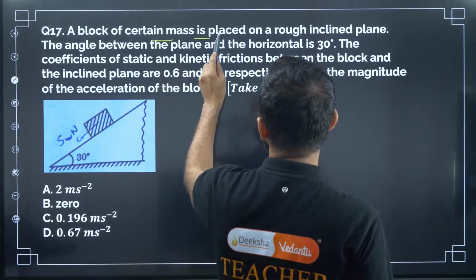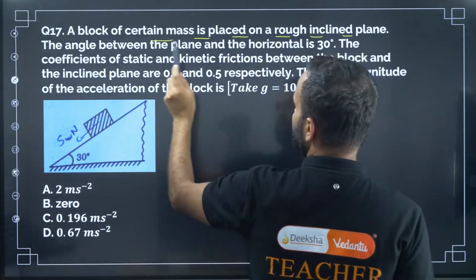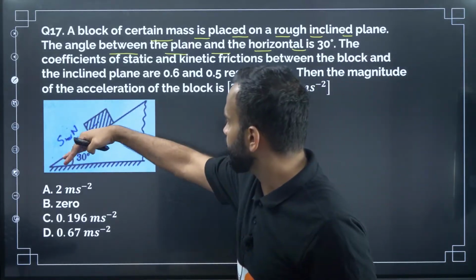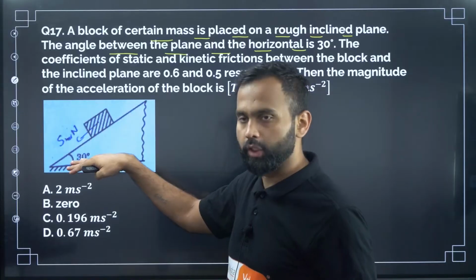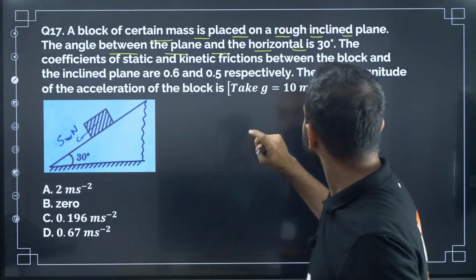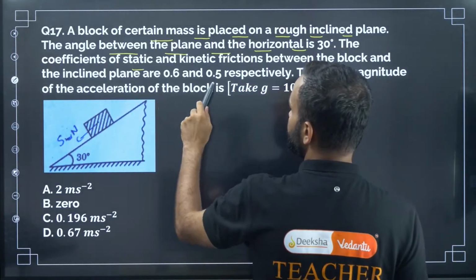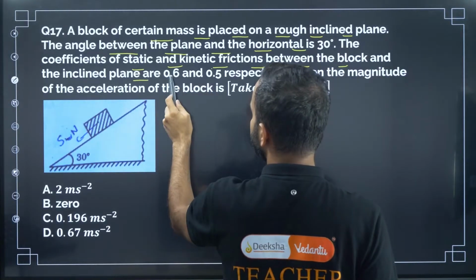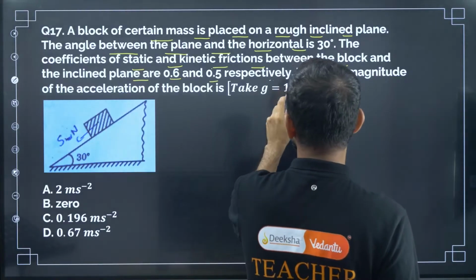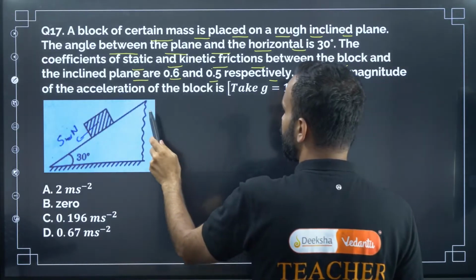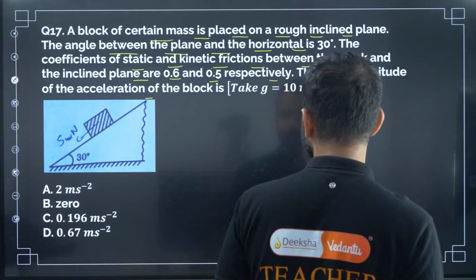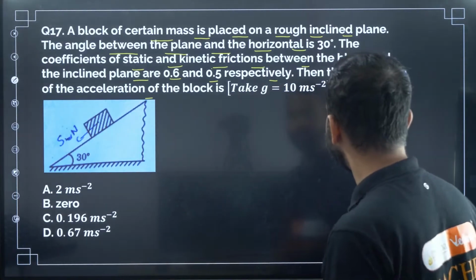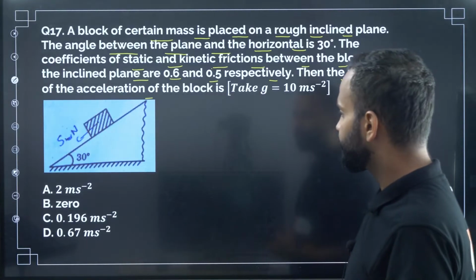A block of certain mass is placed on a rough inclined plane. The angle between the plane and the horizontal is 30 degrees. So this is the rough inclined plane and this is the horizontal. The angle of inclination is 30 degrees. The coefficients of static and kinetic friction between the block and the inclined plane are 0.6 and 0.5 respectively. Then we need to find the magnitude of the acceleration of the block. Take g equal to 10 meter per second square.